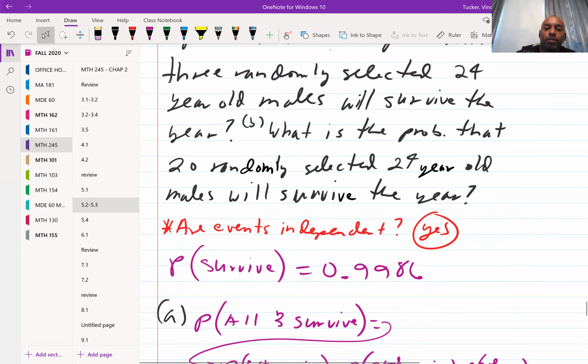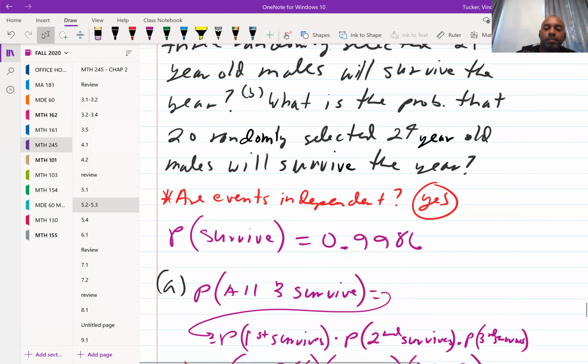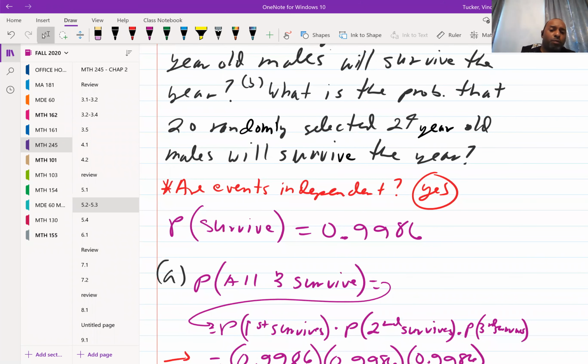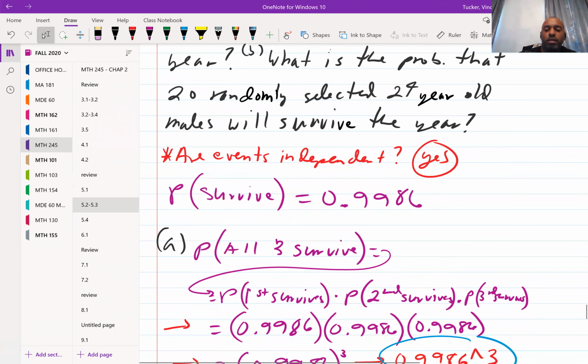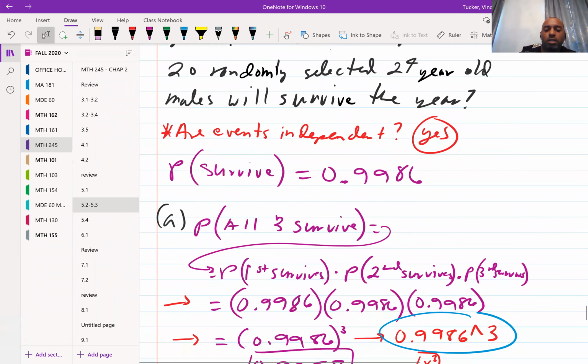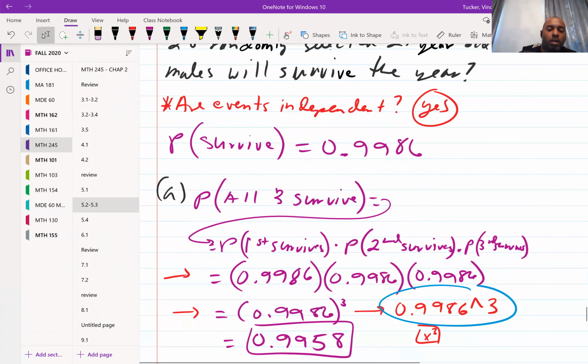If I scroll up too far, let me know. So we're looking at the probability that all 3 survive. So we're looking at multiplying those probabilities together. And you can put it in your calculator as 0.9986 raised to the 3rd power. And so that'll be 0.9958.